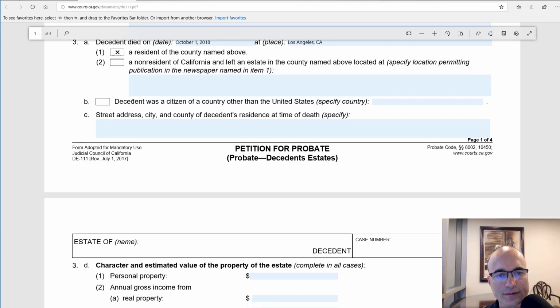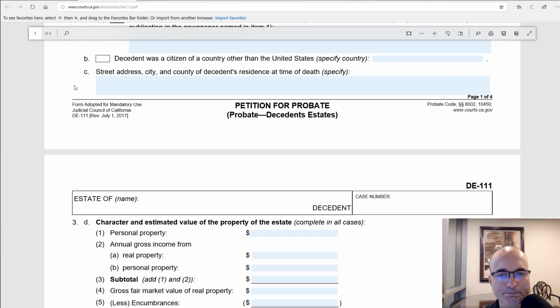And then right here, decedent was a citizen of a country other than the United States. If that's the case, then you would click this and you would fill in the state or the country where they're a citizen. And now the court under C wants to know, well, what was the address of the decedent at the time of death? And so this is where you would fill in whatever their address was so that the court can see that they are, in fact, a resident of that county where you're filing this petition.